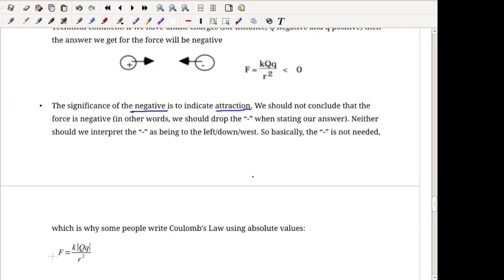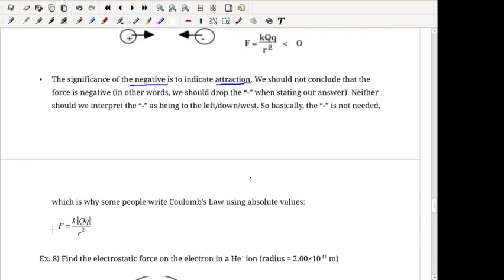So, some people write Coulomb's law using an absolute value. F is K, absolute value of Q1 Q2, over R squared. So that we don't end up with a negative force, thinking that our force is left or down or west or any other thing that you can think of that negative might mean. So drop the negatives when you're putting charges into your force equation.